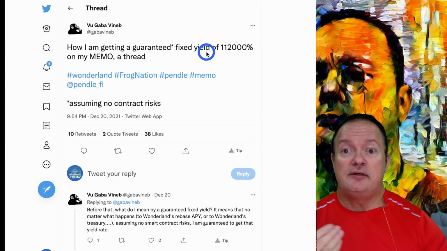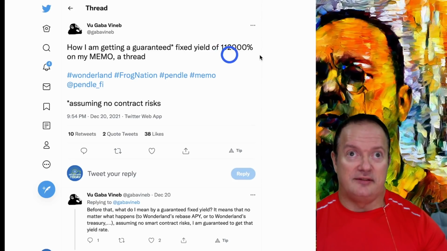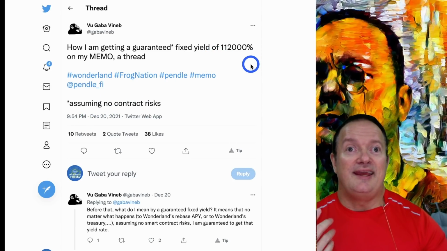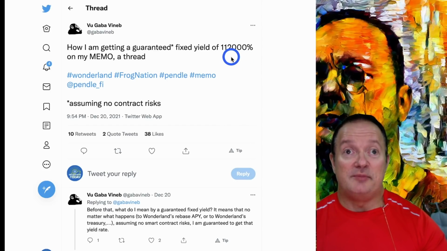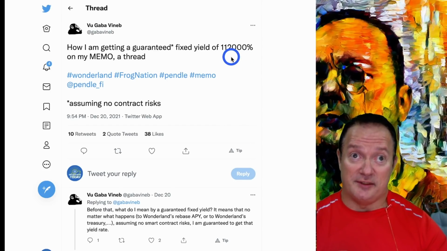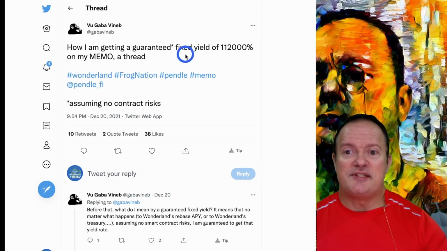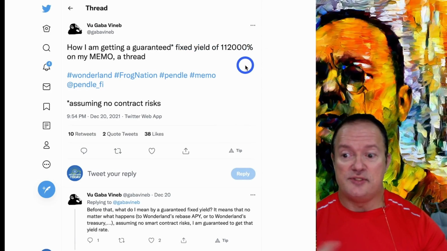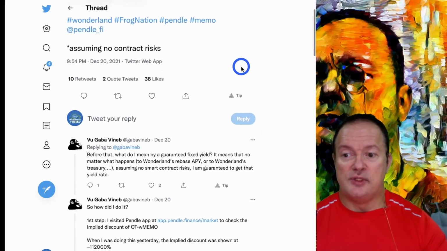So here, the rates are different today. When he did this a few days ago on the 20th, the rates were different and a lot more appealing, but they're still very, very good today. So he was able to guarantee himself a fixed yield of 112,000% on Wonderland using strategies. So let's have a look at his strategy.